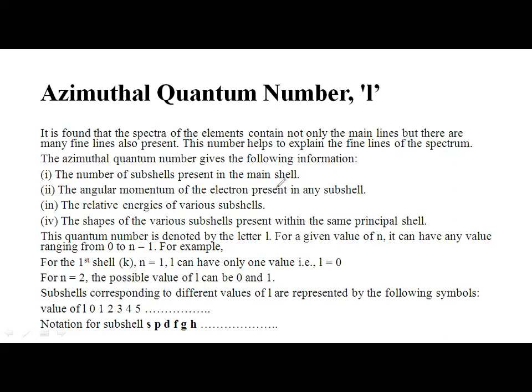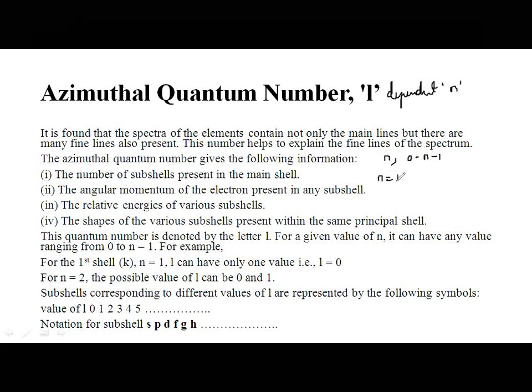It also gives the angular momentum of the electron present in any subshell, relative energies of various subshells, and shapes of various subshells. This azimuthal quantum number is dependent on principal quantum number. For a given value of n, l can have any values ranging from 0 to n minus 1.